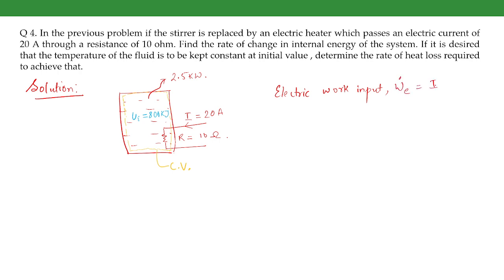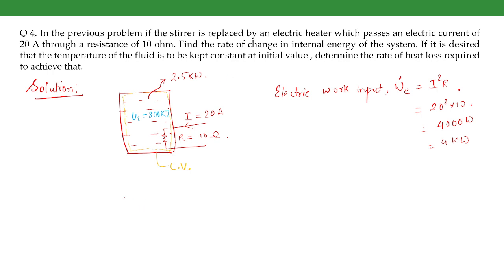This is I square R. So 20 square into 10, that is 4000 watt or 4 kilowatt. So the 4 kilowatt is being input into the system now. Okay, so the heat loss is as usual 2.5 kilowatt.